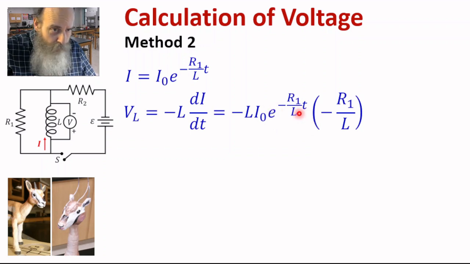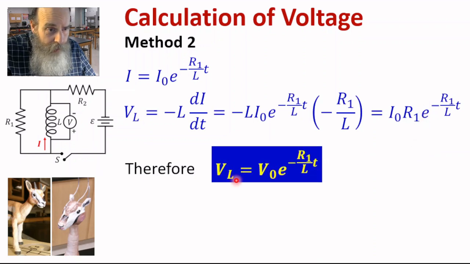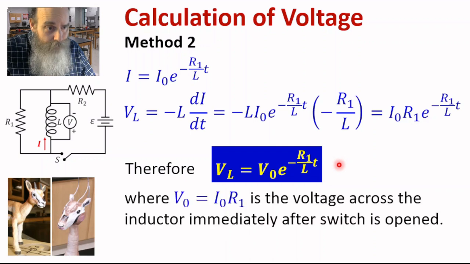We're using the chain rule here. We get negative R1 over L. Look, the L's cancel out. The negative times the negative is a positive. So we get this, I0 R1 times e to negative R1 over LT. Therefore, we get this expression for VL, which is what we had using method 1, where V0 is I0 R1.